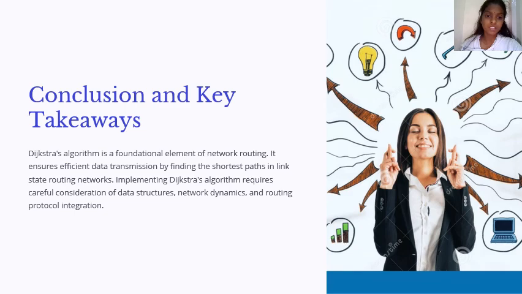When data is transmitted from one node to another node, it will find the shortest paths in the routing network. The implementation requires careful consideration of the data structures, including priority queues, and also network dynamics and routing protocol integration. This is all about the conclusion and the takeaway of the Dijkstra algorithm.